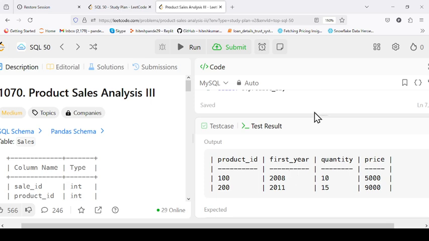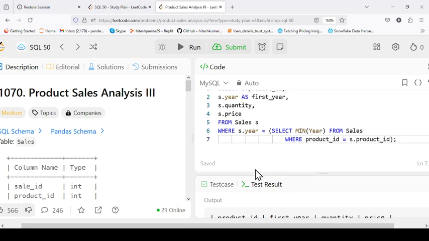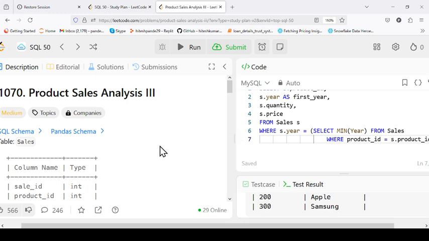So likewise we have analyzed our product. I hope it is very simple. You need basic knowledge about joins, subqueries and some aggregate functions like MIN. And before moving to the practical part, you should read the problem statement thoroughly. Then it will be helpful for you. So this is it for today.